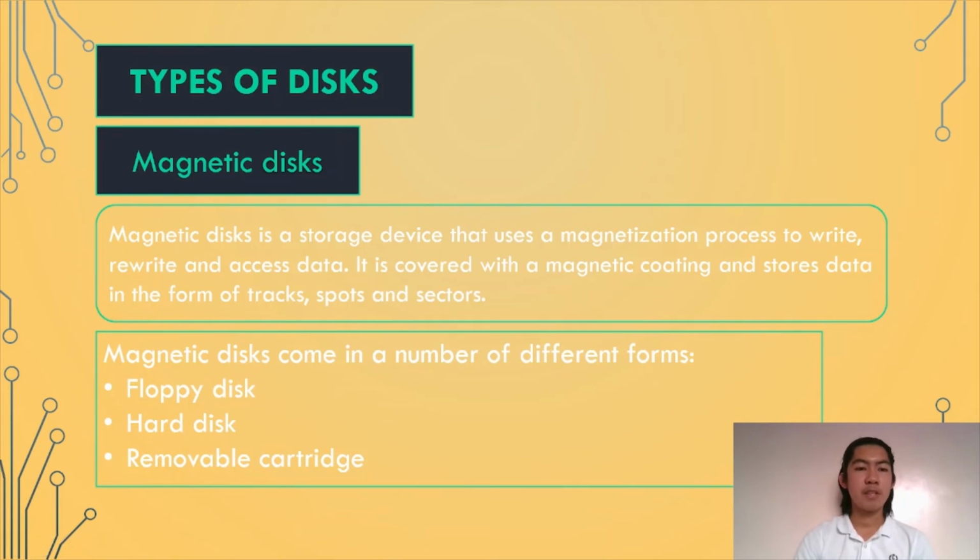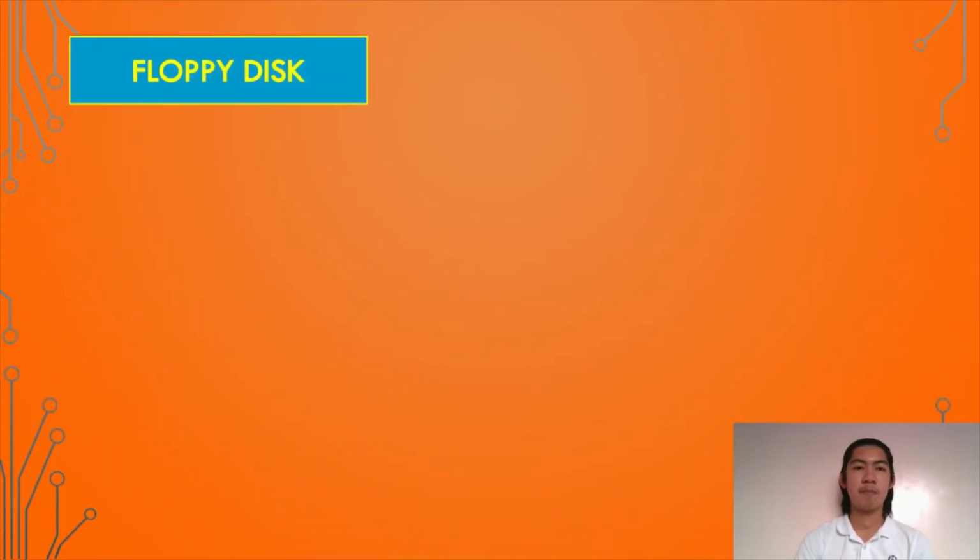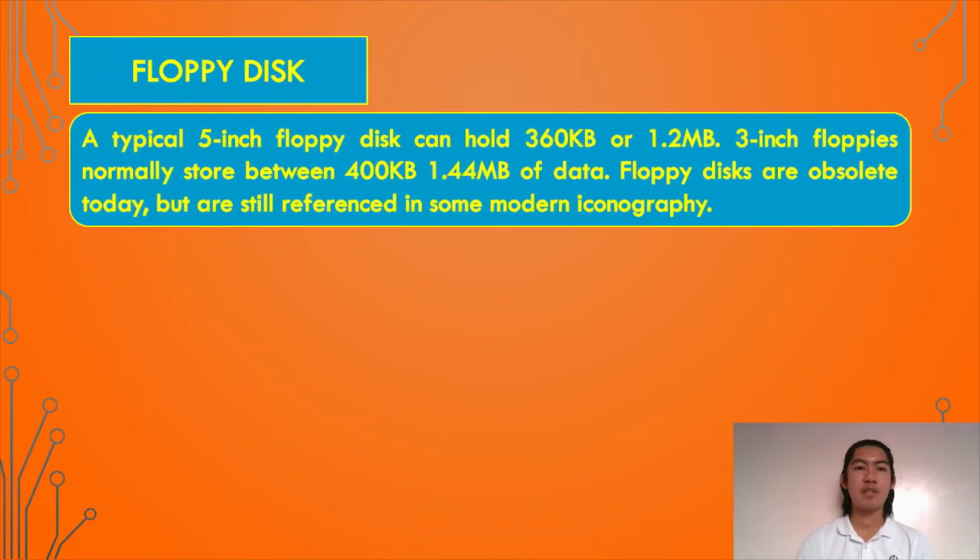Magnetic disks come in number of different forms: floppy disk, hard disk, removable, cartridge. First is floppy disk. A typical 5-inch floppy disk can hold 360 gigabytes to or 1.2 megabytes. So 3-inch floppies normally store between 400 gigabytes and 1.44 MB of data. Floppy disks are obsolete today.